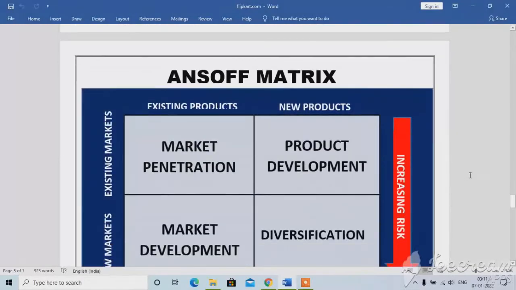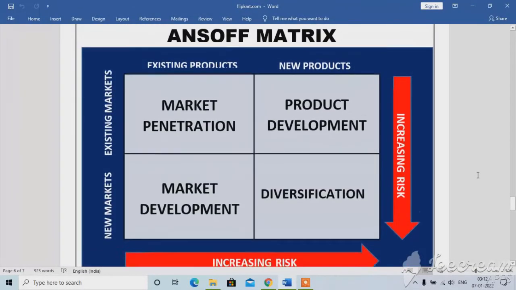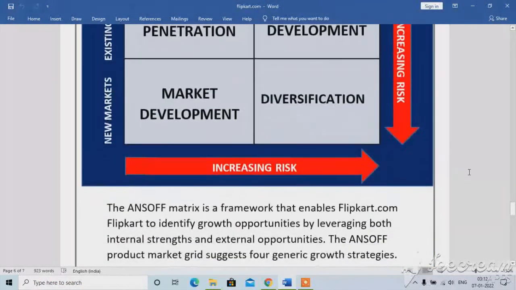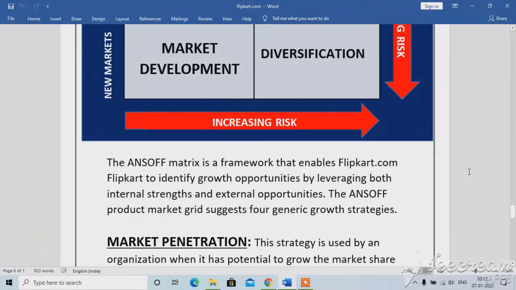After this, the Ansoff Matrix. Here is the chart which represents the existing products and the new products, and also the new market and the existing markets. The Ansoff Matrix is a framework that enables Flipkart to identify growth opportunities by leveraging both internal strengths and external opportunities. The Ansoff product market grid suggests 4 generic growth strategies.